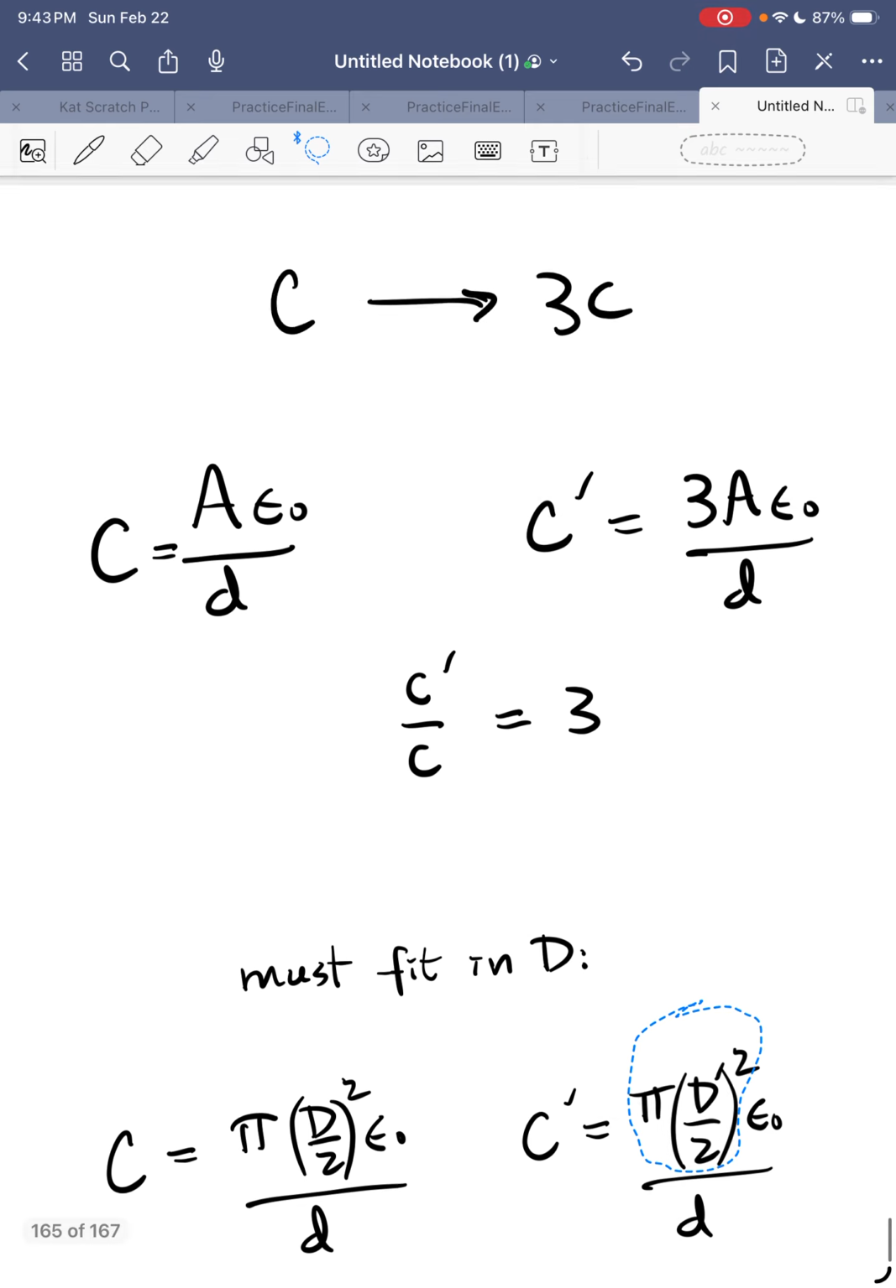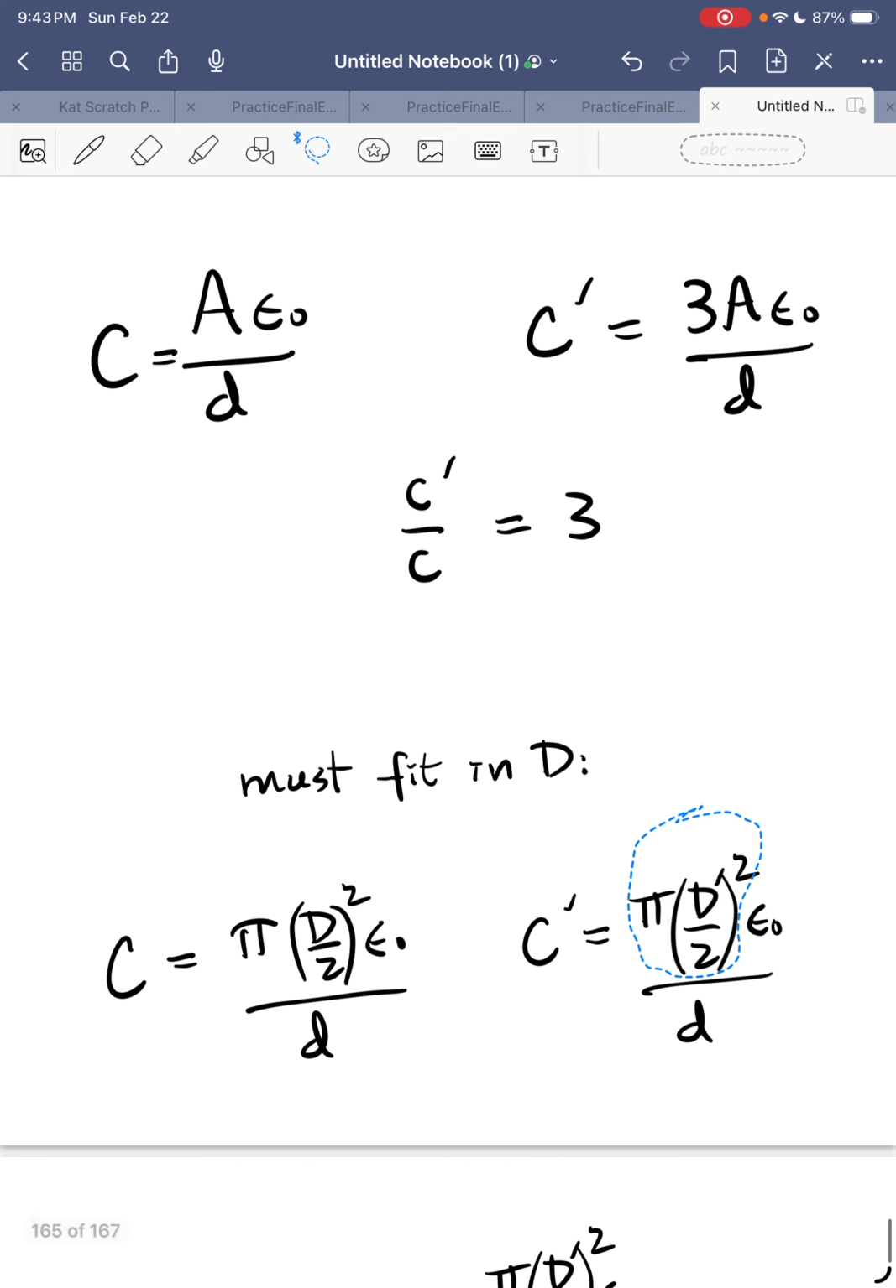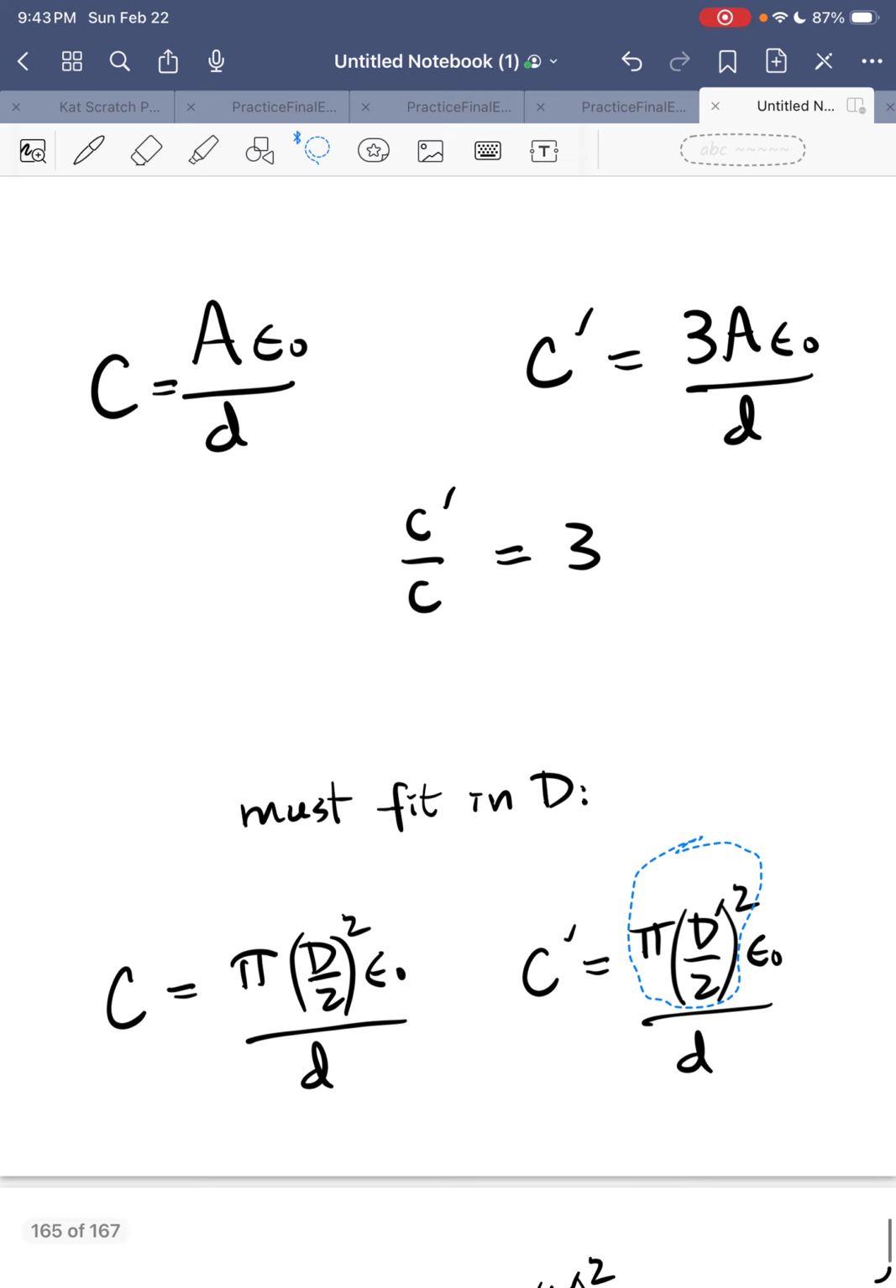Notice it's got D prime. That's the thing that we're looking for, the new diameter. All these other things are the same. Epsilon naught is going to be the same. The distance between the plates is going to be the same.